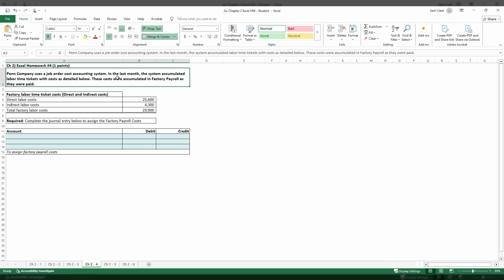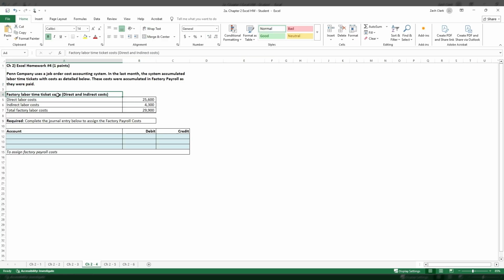In the last month, the system accumulated labor time tickets with costs below, and these costs were accumulated in factory payroll as they were paid. So now, remember that within the factory labor, the total amount of payroll for a factory operation, there can be direct labor costs. That would be individuals working on the actual products, think of working on the product line, creating the thing. And then you've got indirect labor costs, which could be things like the supervisors of those people working on the line, or it could be the janitor or a security guard or something like that.